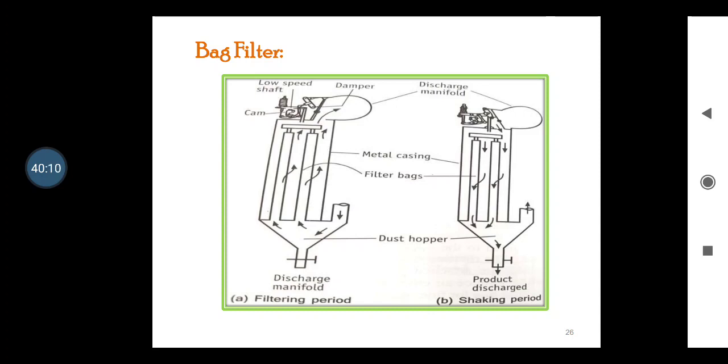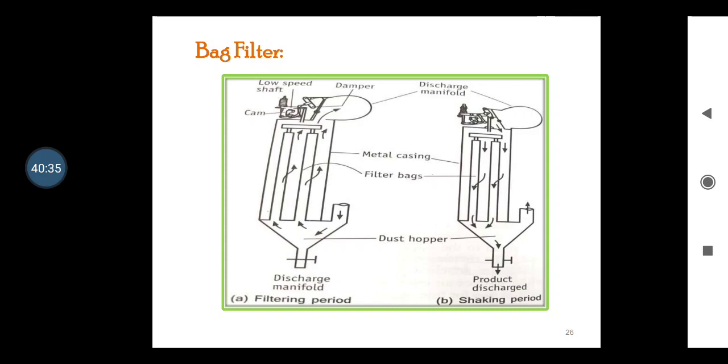During rotation, the cam can either press the bell crank lever or not come into contact. Depending on this mechanism, the damper changes its position. The damper is a useful mechanism which allows the two steps to occur in a subsequent mode. So the filtering period is there and the shaking period is there.